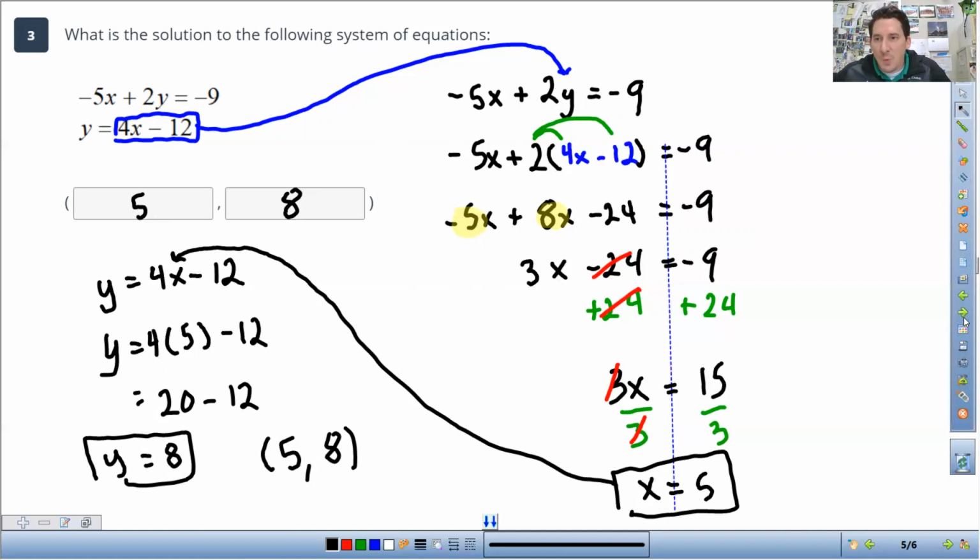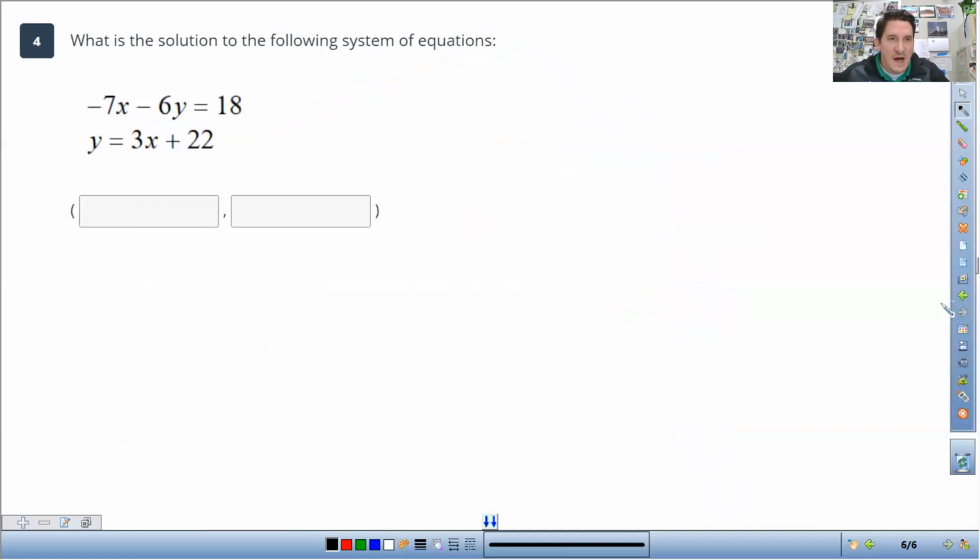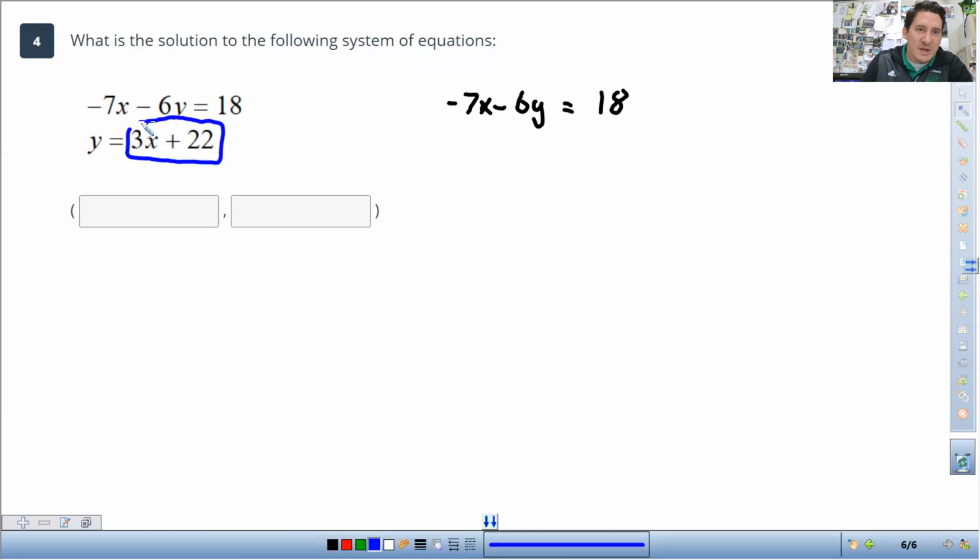All right, one more example. I'm going to have to deal with some negatives here. So I'm going to rewrite this top equation again. So it's negative 7x minus 6y is equal to 18. And I'm going to substitute in the y. The y is this entire expression into y in the top equation. So that's going to go in there.